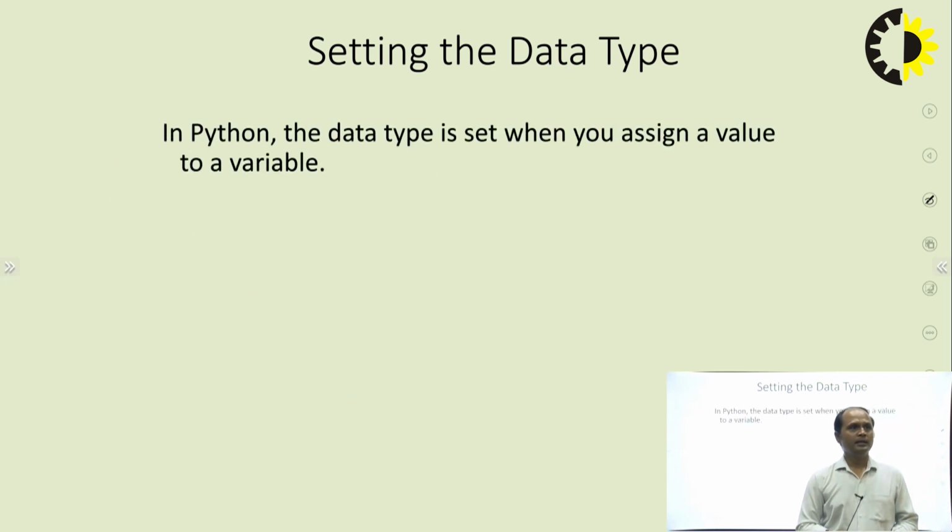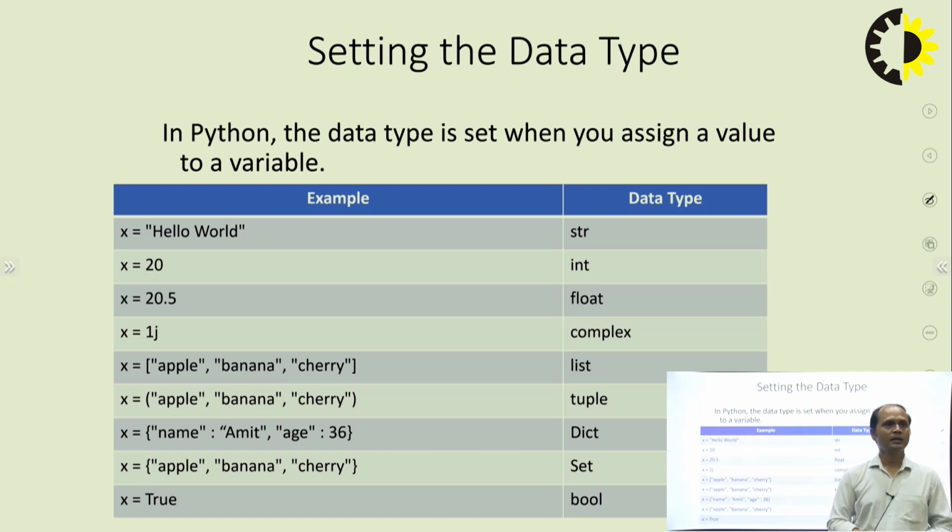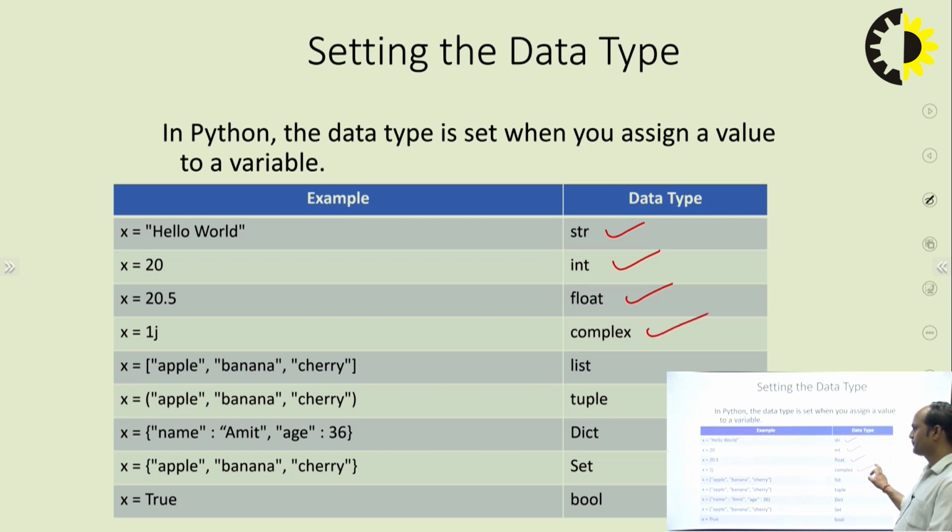Setting the data type: in Python, the data type is set when you assign a value to the variable. For example, x = "Hello World" is the data type string, and x = 20 is the data type integer. x = 20.5 is a float value. And x = 1j, what is the data type of this? That is complex.